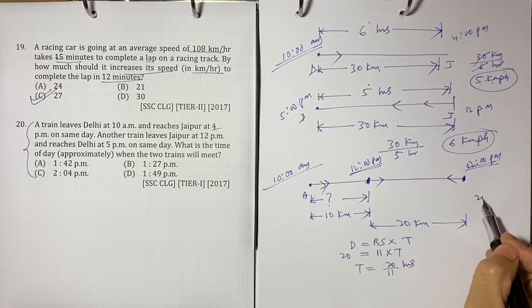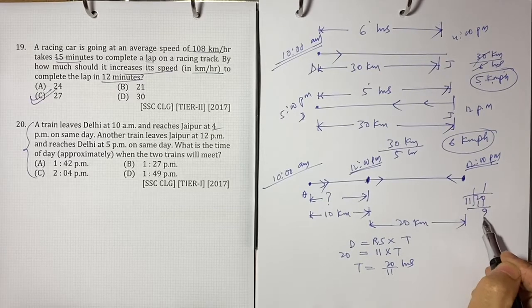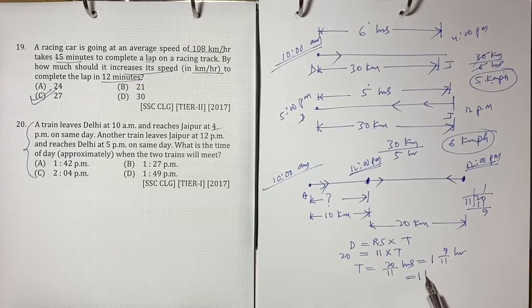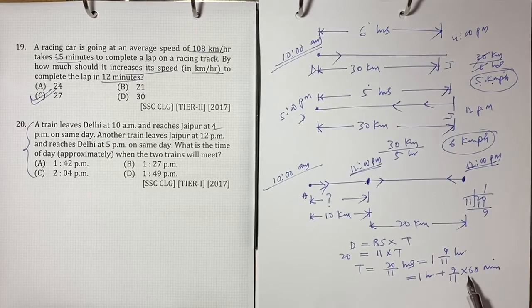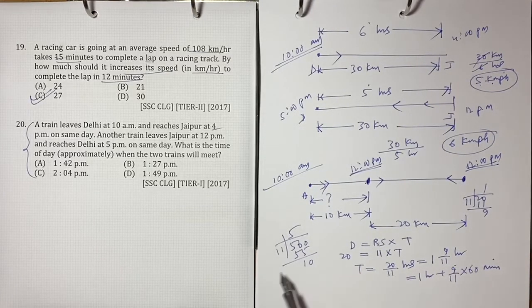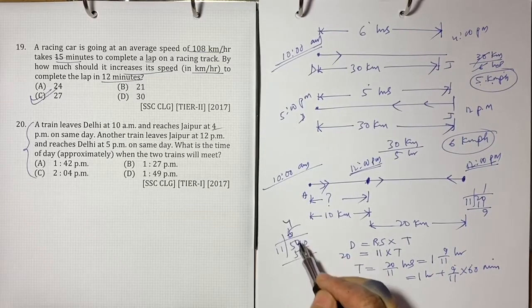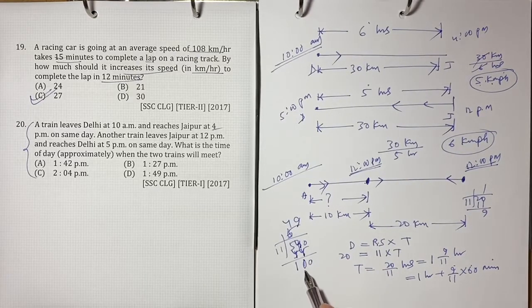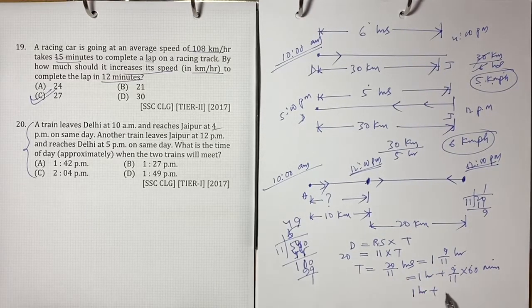hours. 20 divided by 11 hours is 1 and 9 by 11 hours, which is 1 hour plus 9 by 11 hours. Converting to 60 minutes, 9 by 11 times 60 is 540 divided by 11, which is about 49 minutes. So this will be 1 hour plus 49 minutes.